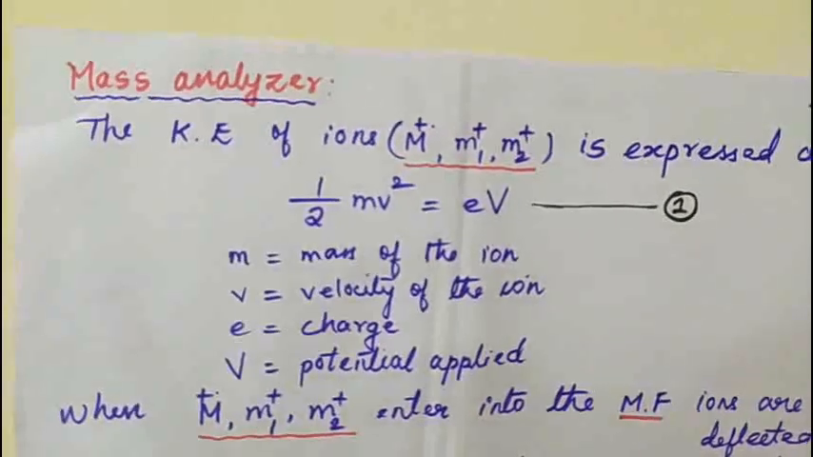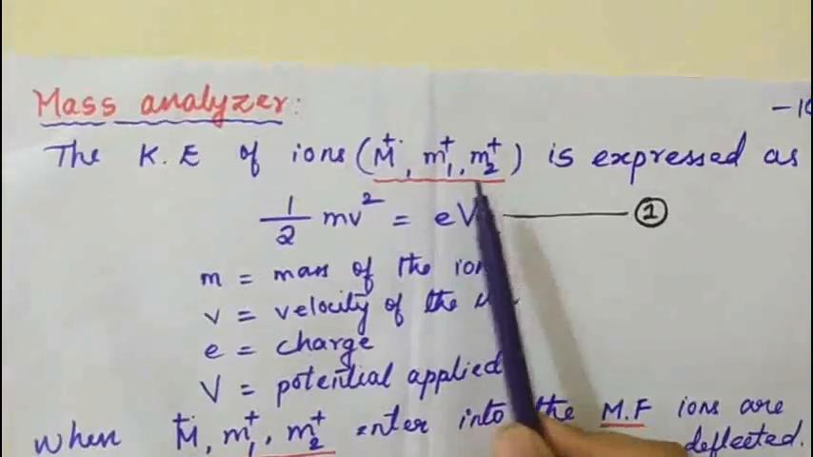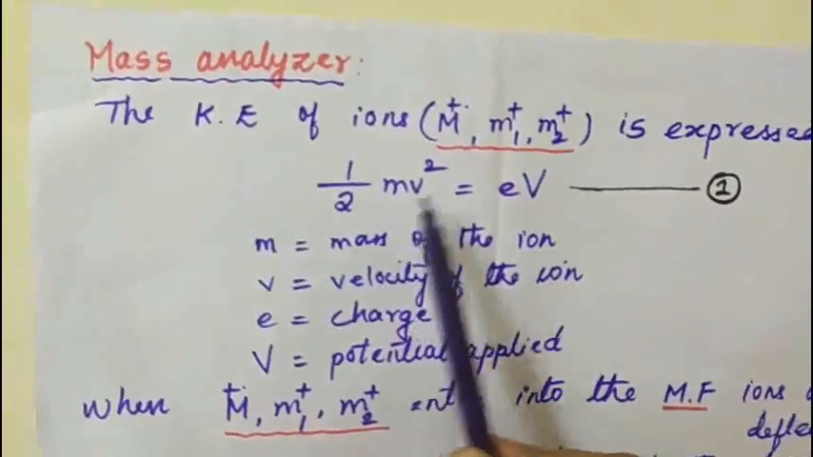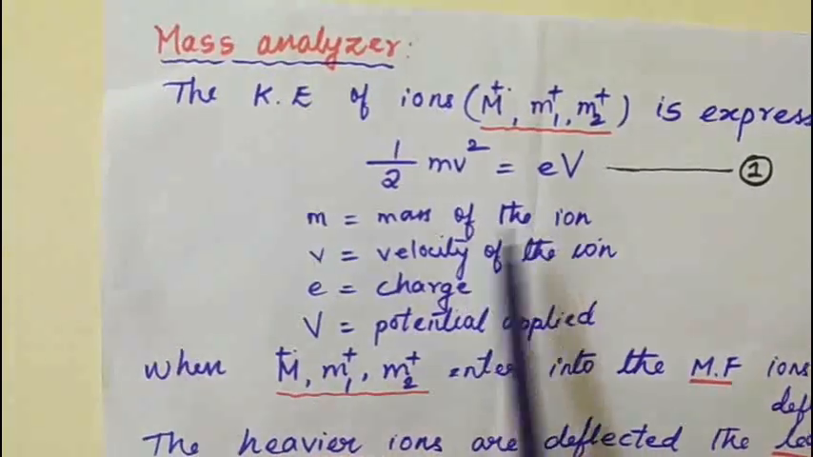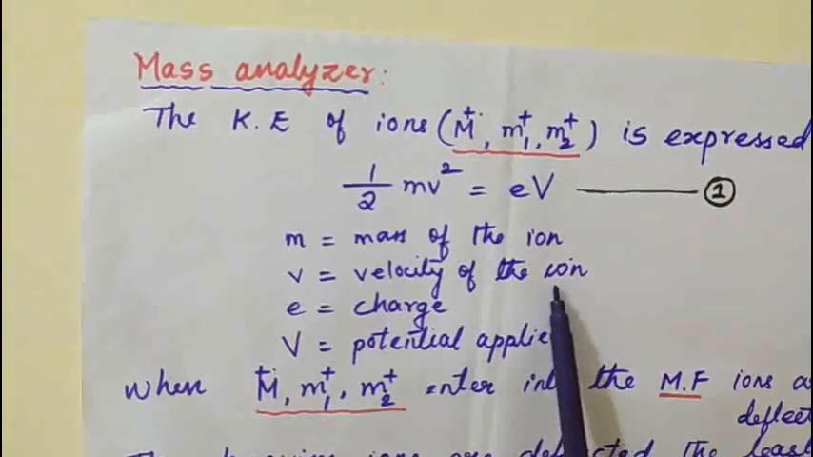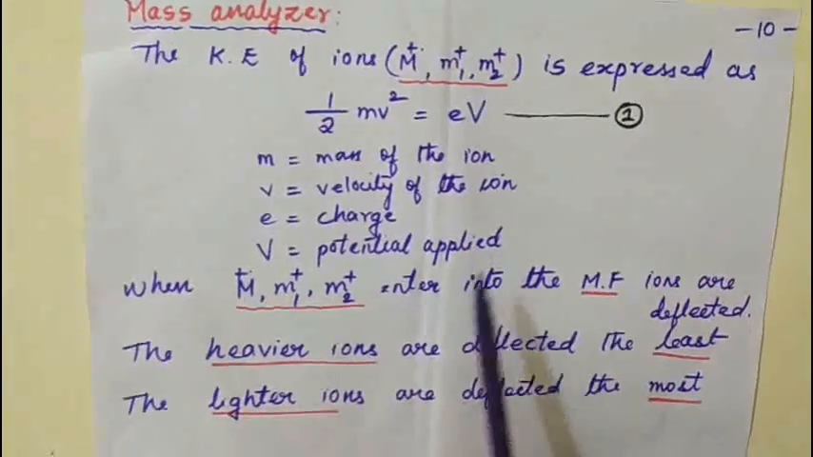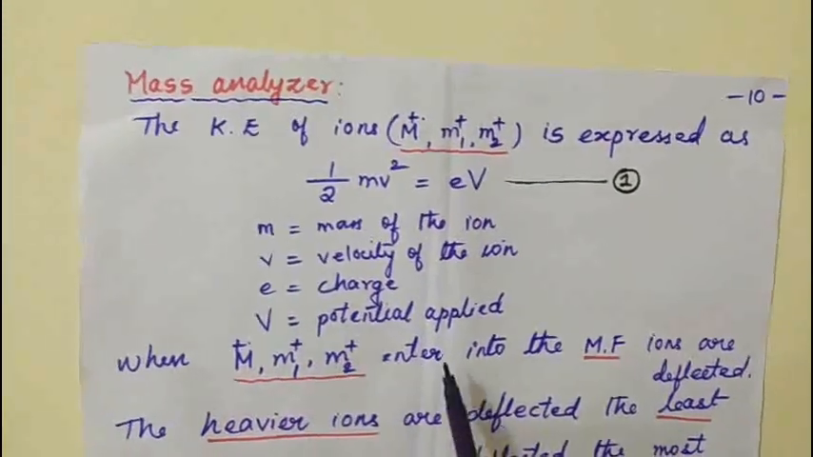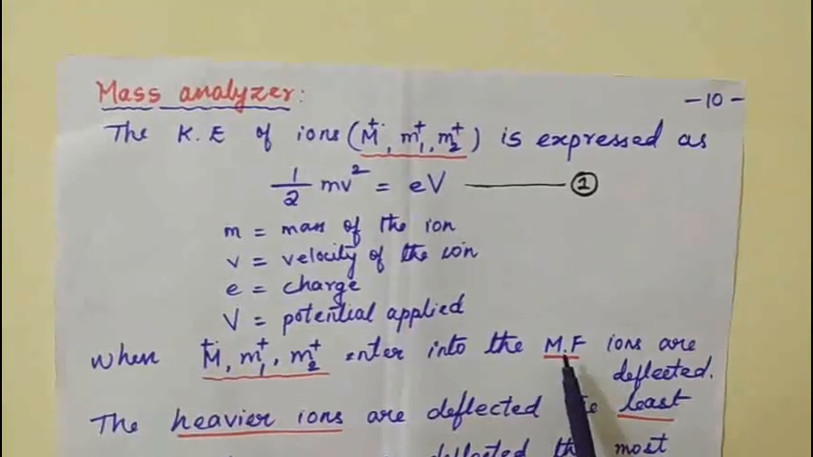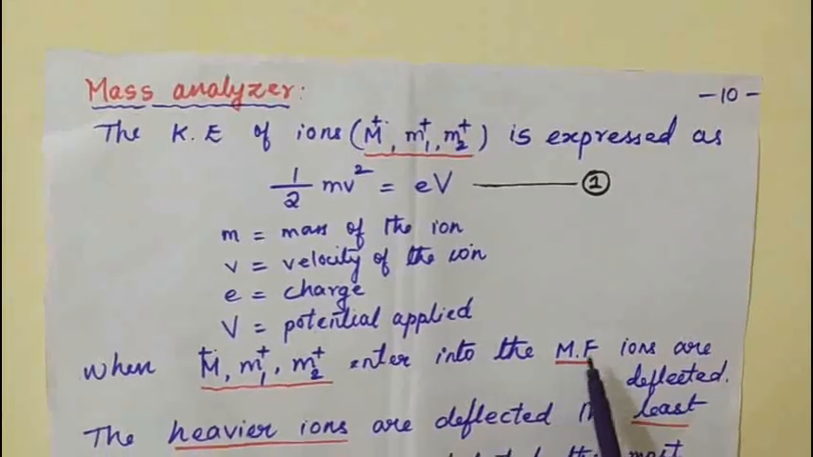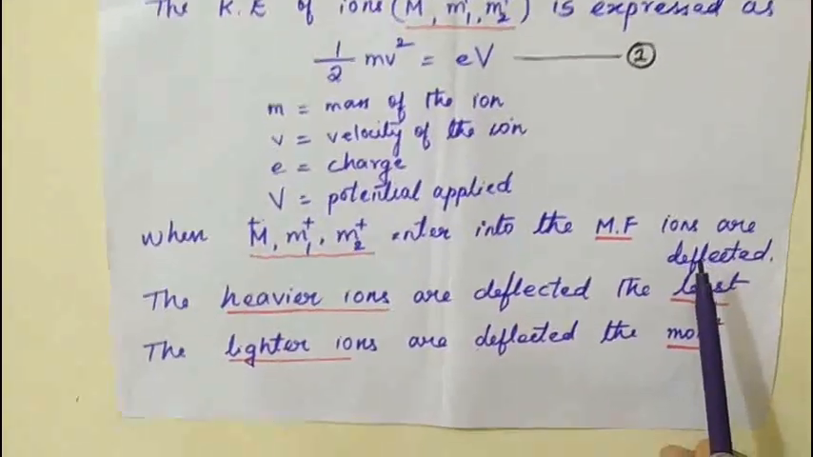In the mass analyzer, the kinetic energy of the ions, that is the molecular ion and the 2 daughter ions, is expressed as half mv square is equal to eV, where small m stands for mass of the ion, small v stands for velocity of the ion, e is the charge and capital V is the potential applied. When these 3 ions enter into the magnetic field provided in the mass analyzer, they will be deflected. So they will change their actual path.